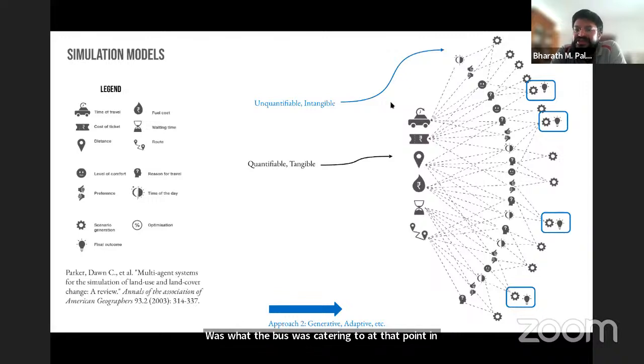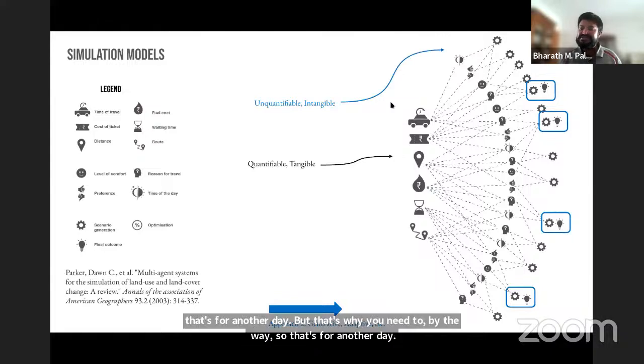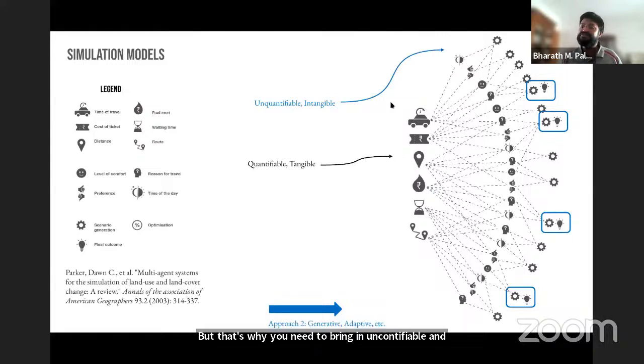So the metro definitely could ease the burden and congestion, but because it wasn't designed well, it took a lot of time for it to reach the potential that it could, which it still hasn't, by the way. So that's for another day. But that's why you need to bring in unquantifiable and intangible elements. So you can start testing the policy, you can start testing the formulation and see if the trade-offs make sense. If they don't make sense, will there be an uptick for this kind of policy, or will people just not care about the policy?